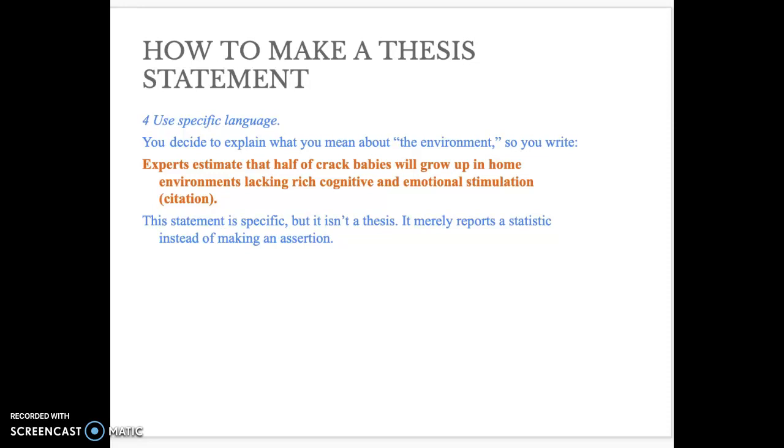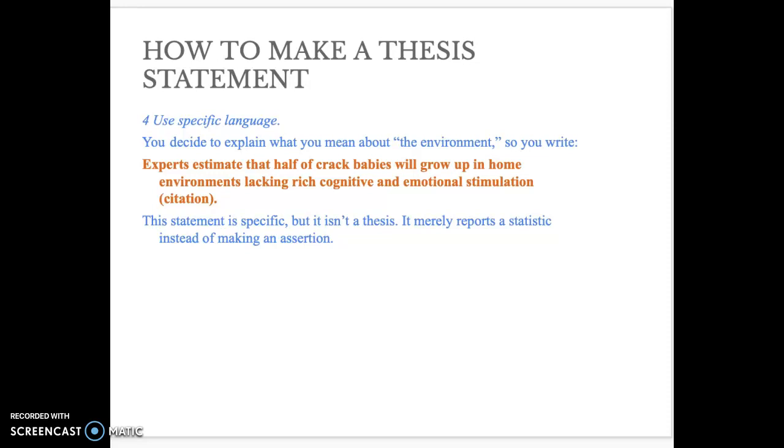And then I find that in my invention part of the process, I found really good sources on how there's a strong connection between the cognitive and emotional environment that is provided to crack babies versus babies in normal homes. And I say, experts estimate that half of crack babies will grow up in home environments lacking rich cognitive and emotional stimulation, right? This is not your thesis. This is possibly before your thesis in the introduction when you were giving the background of the problem.